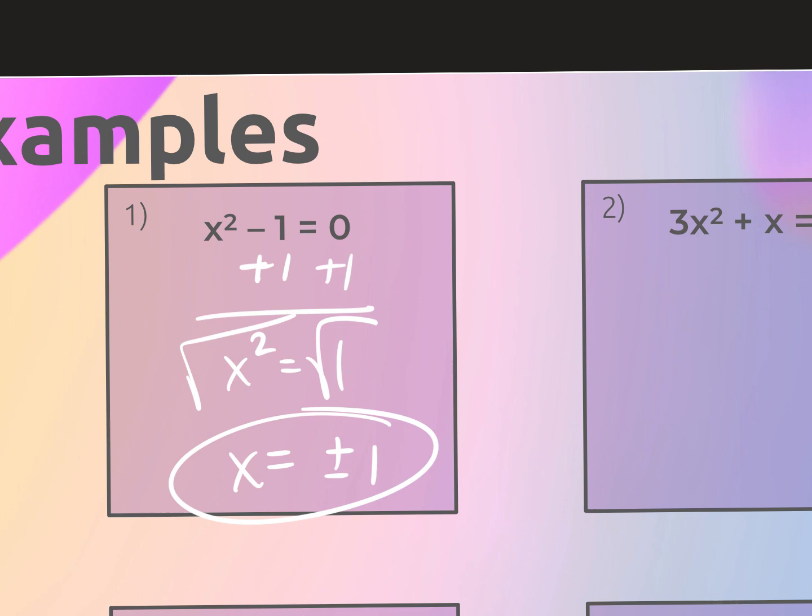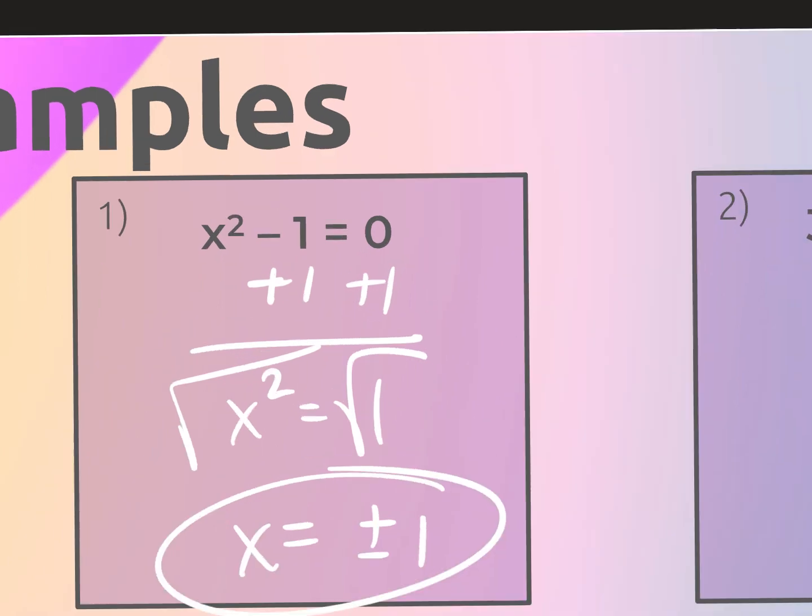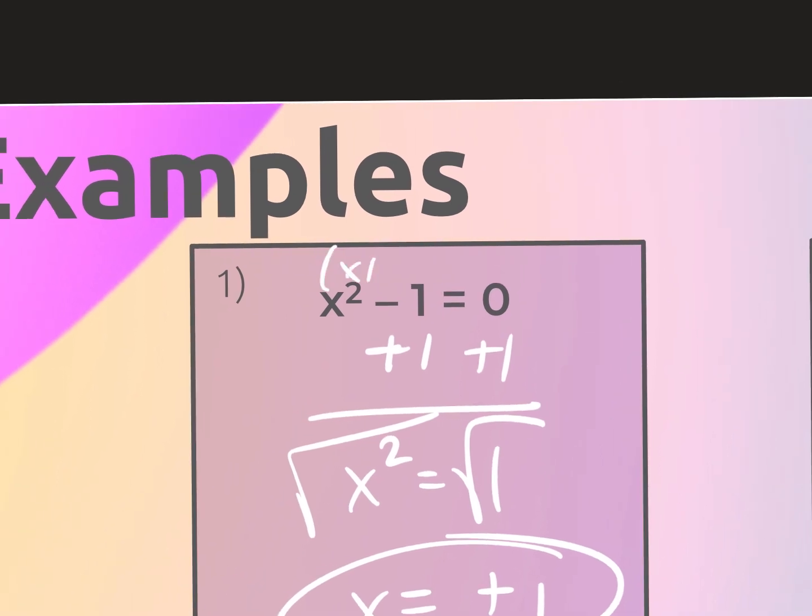Absolutely. You could have done difference of perfect squares, x plus 1, x minus 1. Yep. That would have been fine. That would have been factoring it. Plus 1, minus 1. Set each parenthesis equal to 0. You get positive, negative 1.